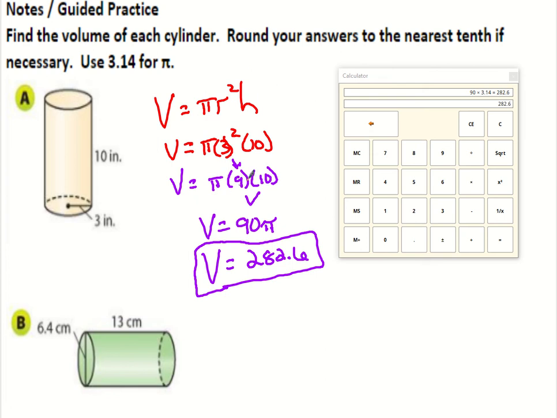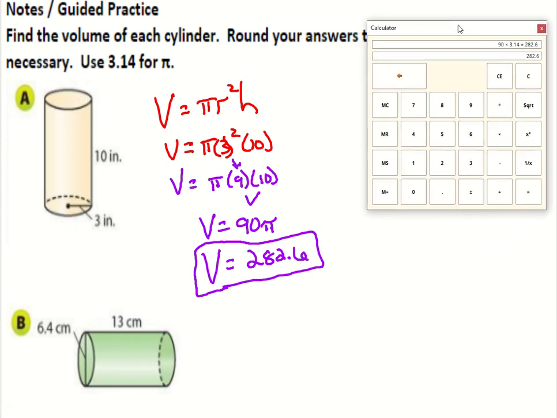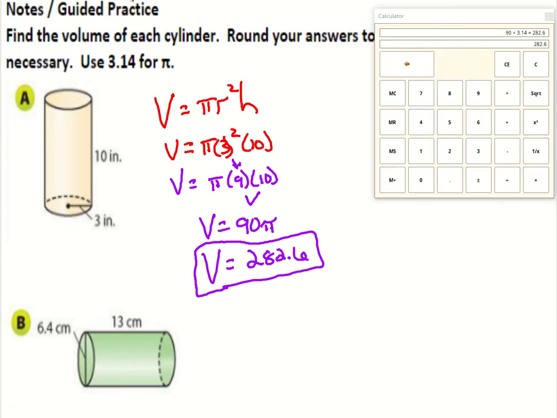If I multiply by pi first and then multiply by 10, I have to deal with the decimal twice. It's a nice little perk. So yes, we're allowed to use calculators and let them help you, but it's really just plugging in the formula and knowing the order and solving.